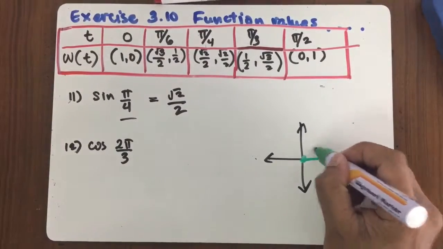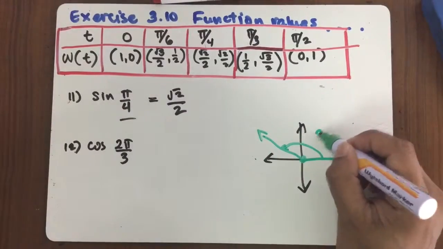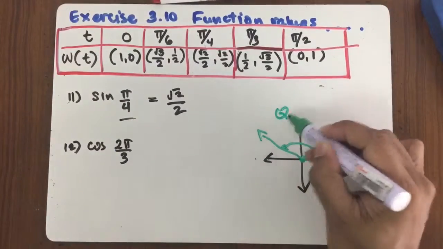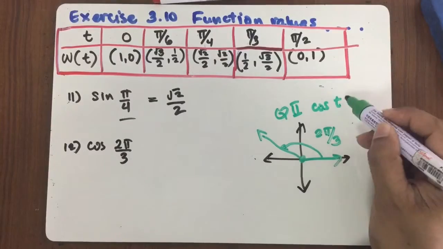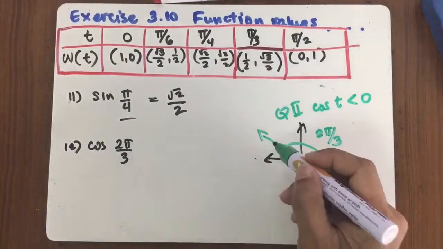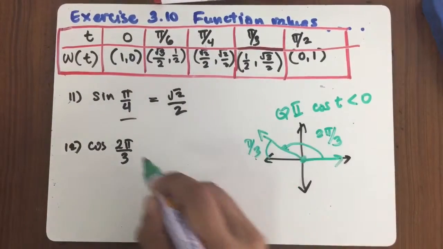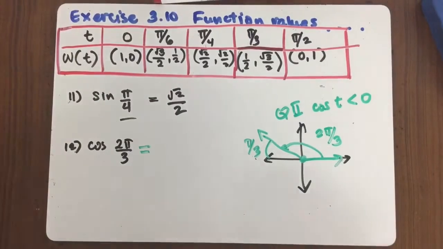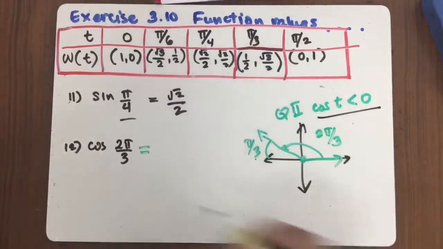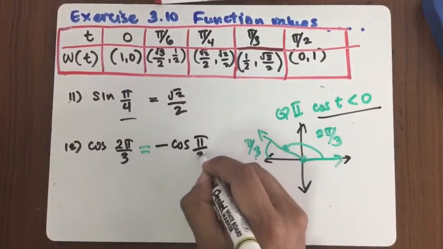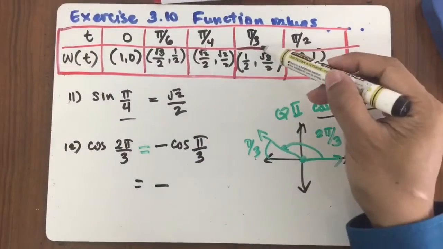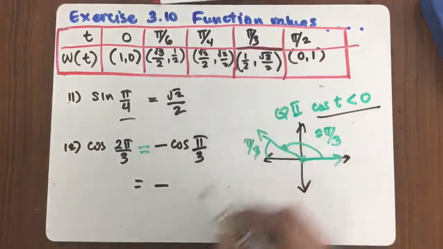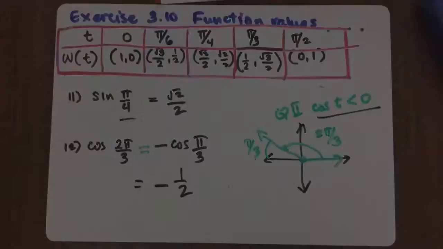How about cosine of 2 pi over 3? So ang terminal side ng ating angle is in the second quadrant, which means the cosine function is negative. Ang ating reference angle is pi over 3. Cosine of 2 pi over 3 is equal to negative cosine of pi over 3. Okay, kung pi over 3, ano ang kanyang x-coordinate? It's 1/2. So it's going to be negative 1/2.